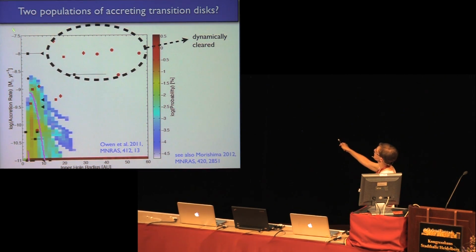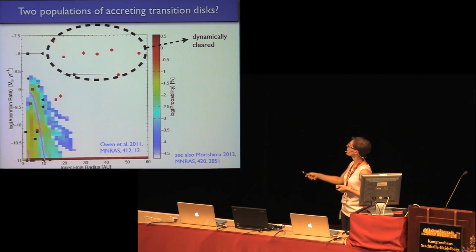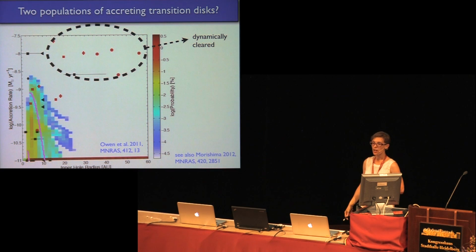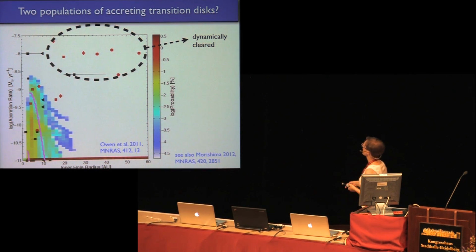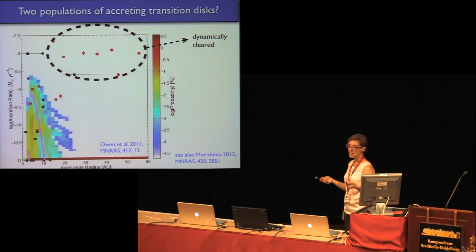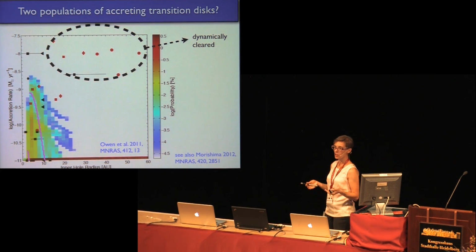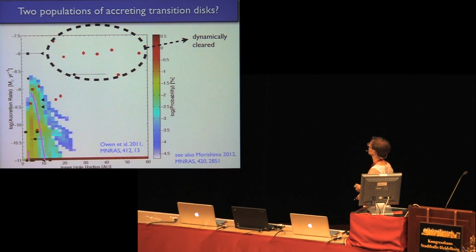One is those transitional disks that have very large inner cavities and also large mass accretion rates. Those cannot be explained by photoevaporation. And you will hear later, I think, that they are probably disks that are dynamically cleared. But you will see, I think, also that one planet is just not enough. You need more than that.